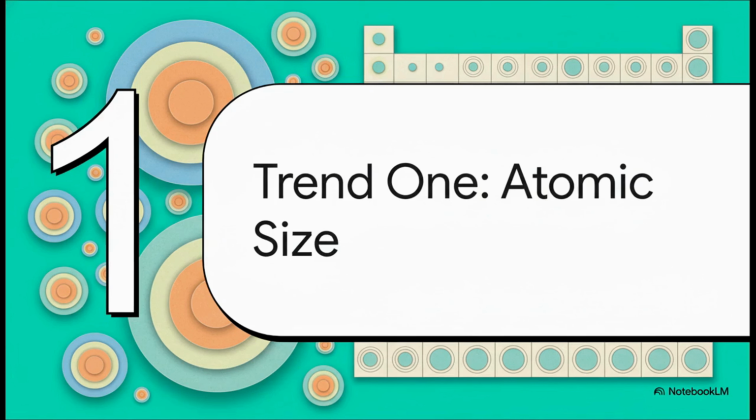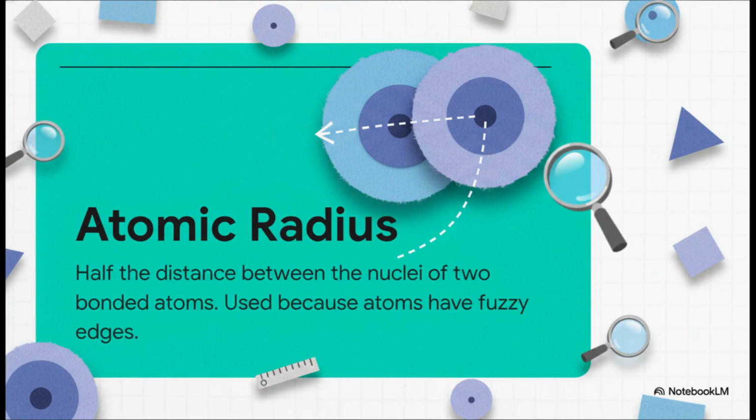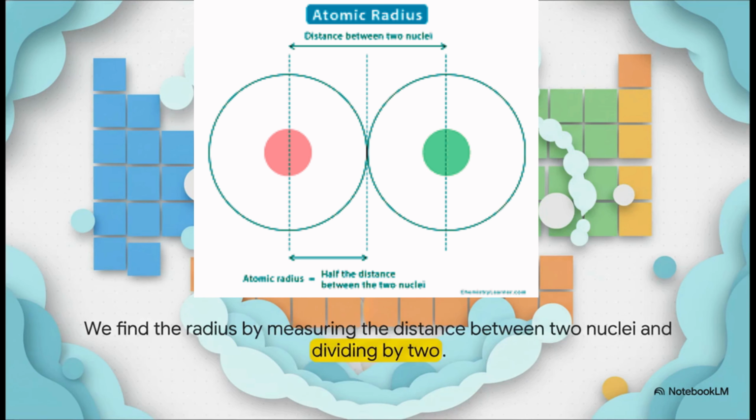Well, let's start with the most basic thing you can know about an element, its size. We're talking about the size of the atoms themselves. So how do you measure an atom? We use something called the atomic radius. And here's the tricky part. Atoms aren't like little billiard balls. They don't have hard edges. They've got these fuzzy electron clouds. So to get around that, scientists came up with a clever trick. They take two identical atoms bonded together, measure the distance between their centers, their nuclei, and just cut that number in half. Yep, exactly like you see here. You measure from the center of one to the center of the other, divide by 2, and bam, that's your atomic radius. Simple as that.